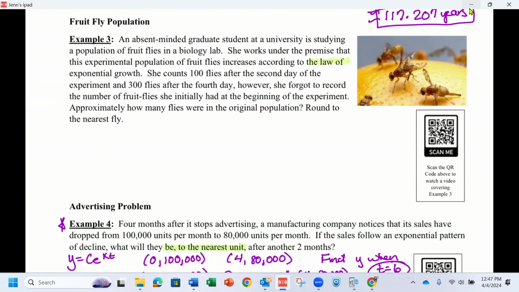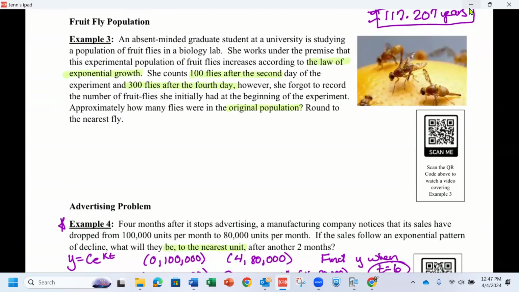So again, right away, I know I'm going to be dealing with those two formulas. She counts 100 flies after the second day and 300 flies after the fourth day. However, she forgot to record the number of fruit flies she had initially at the beginning of the experiment. Approximately how many flies were in the original population, rounded to the nearest fly?